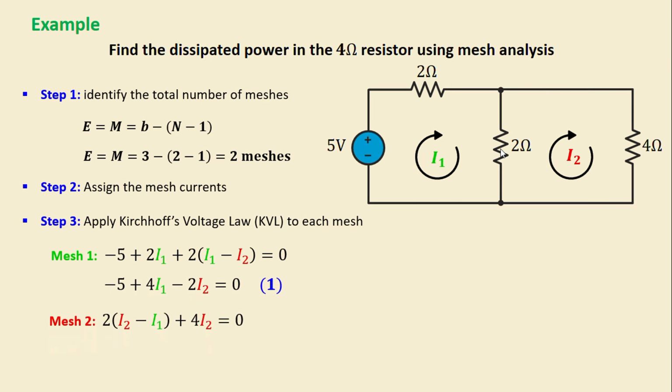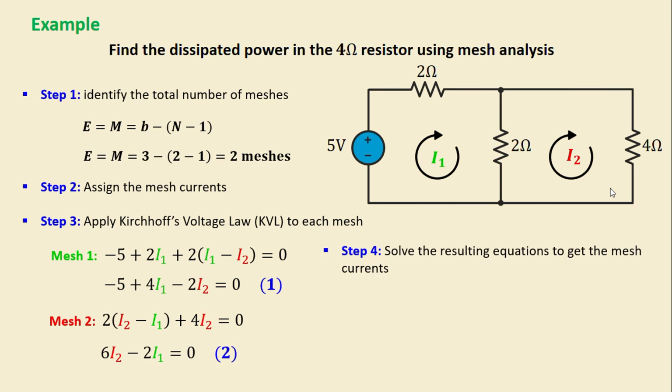Finally, we go now to mesh number 2. We have 2(I2 minus I1) plus 4I2 is equal to 0. That means 6I2 minus 2I1 is equal to 0. After we finish applying Kirchhoff's voltage law, KVL, to each mesh, we go to step number 4.